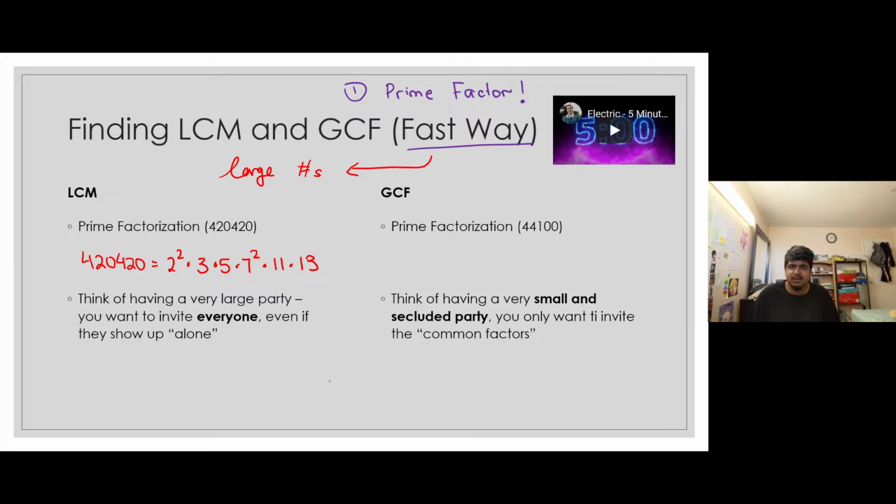Okay, let's do the similar thing for GCF. For 44,100, right?